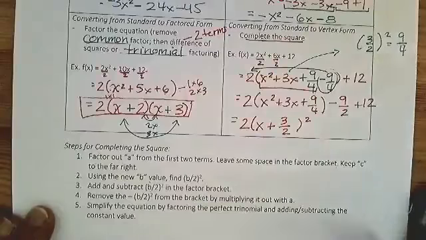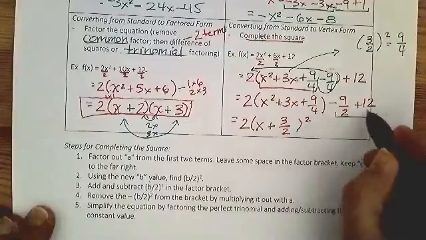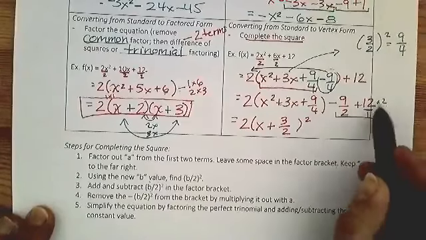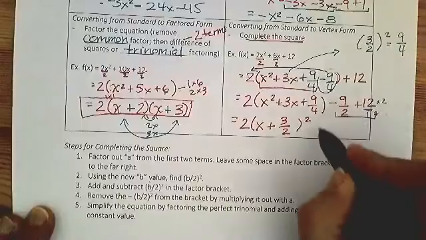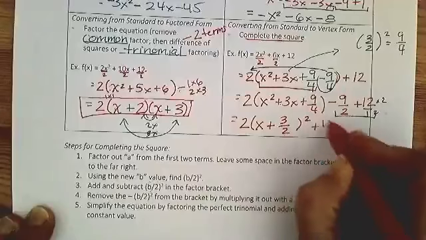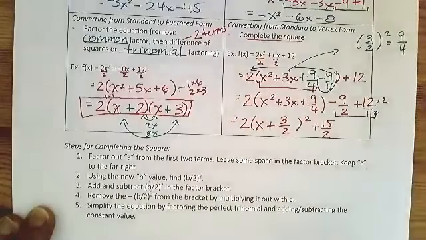Then we need to just take our constant terms here, and we need to find a common denominator, which would be 2. So we have 24, subtract 9, so we would have add 15 over 2 as our final answer.